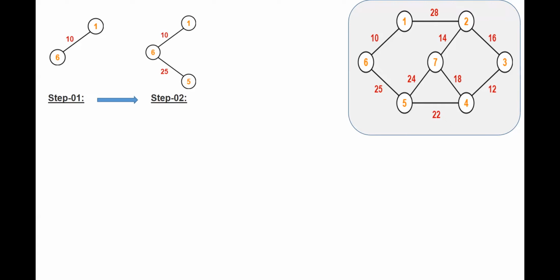Okay, what is next? Now, in the selected vertices, I have 6, 1, 5. Three vertices in hand. With 6, 1, and 5, which other vertices can I reach? From 1, I can reach 2. From 5, I can reach 7. From 5, again, I can reach 4. So, which edge to be considered? 1 to 2, the cost is 28. 5 to 7, cost is 24. 5 to 4, cost is 22. I think you are following the given graph.